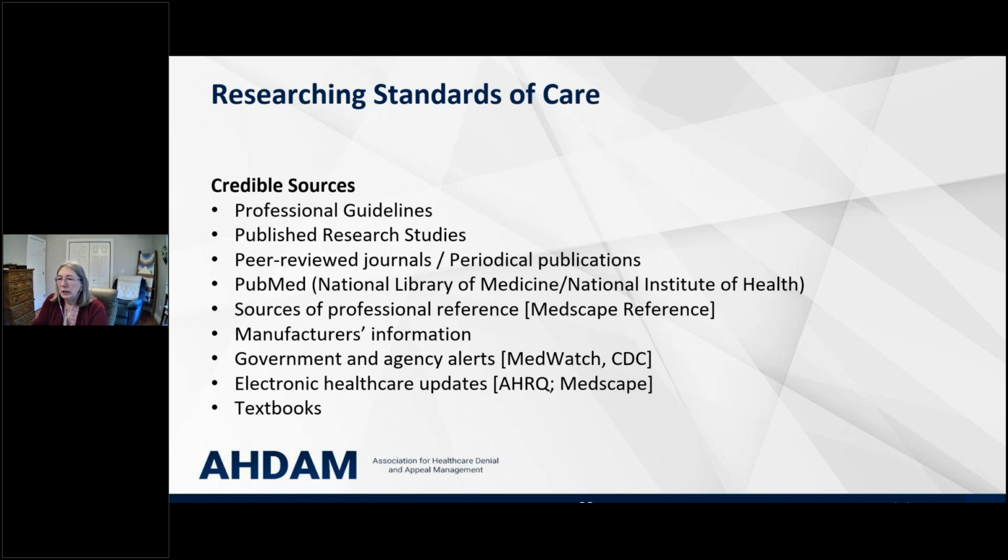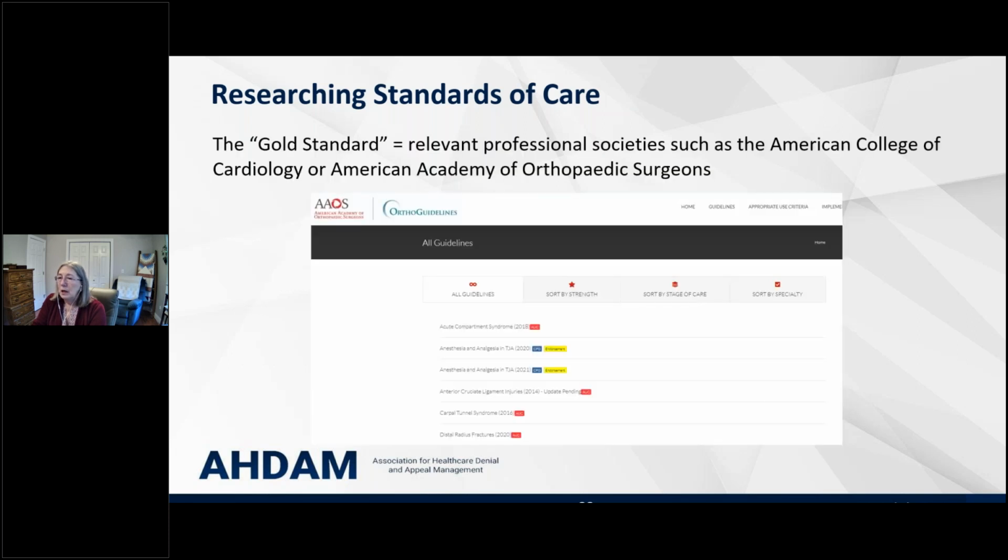Government and agency alerts, electronic healthcare updates like AHRQ, and then sometimes textbooks work. So what I always think of as kind of the gold standard when I'm looking for the standard of care is I'm going to go straight to that physician professional society that would be involved in that particular care, like the American College of Cardiology or American Academy of Orthopedic Surgeons.